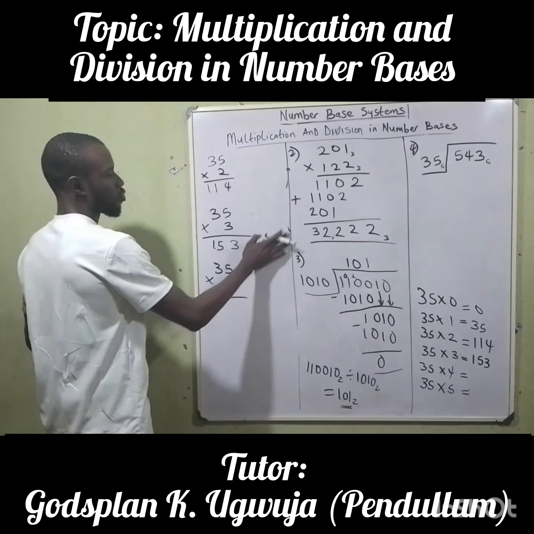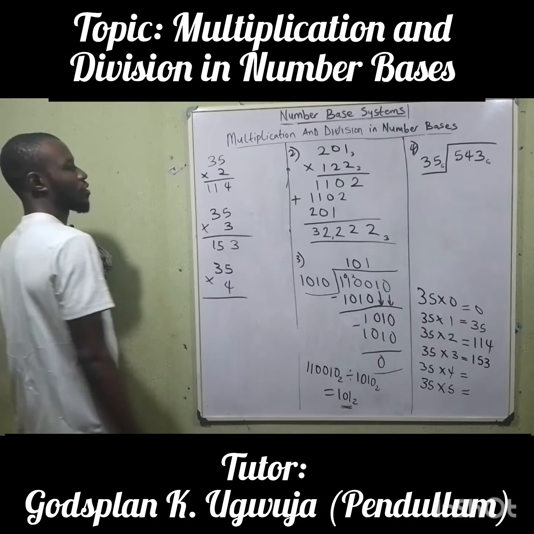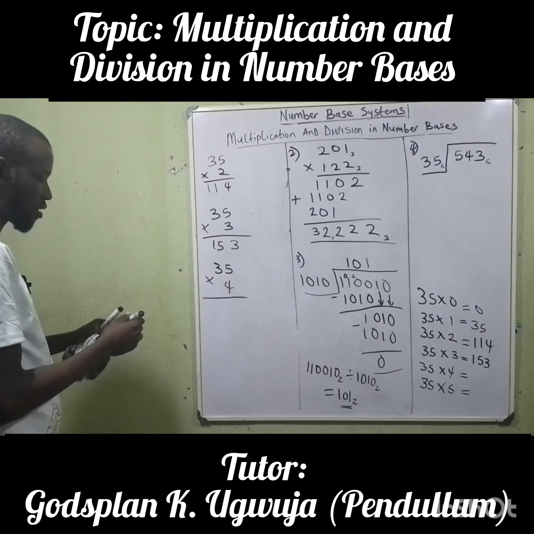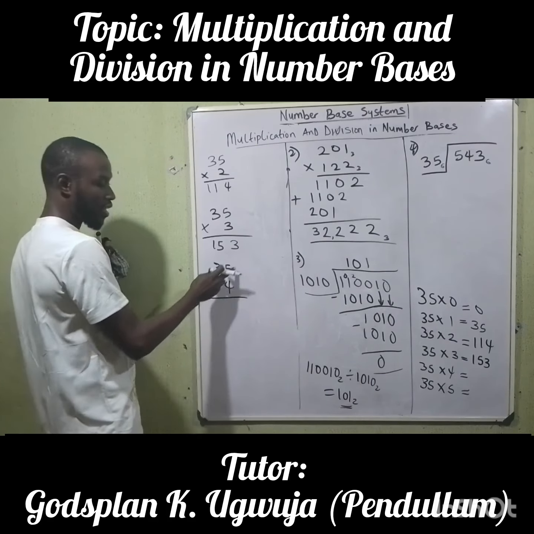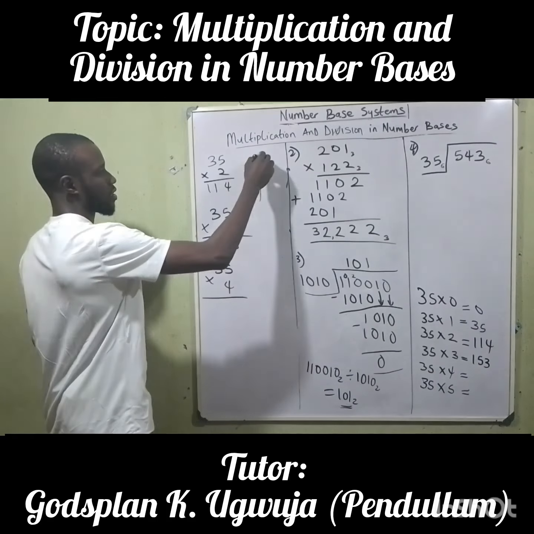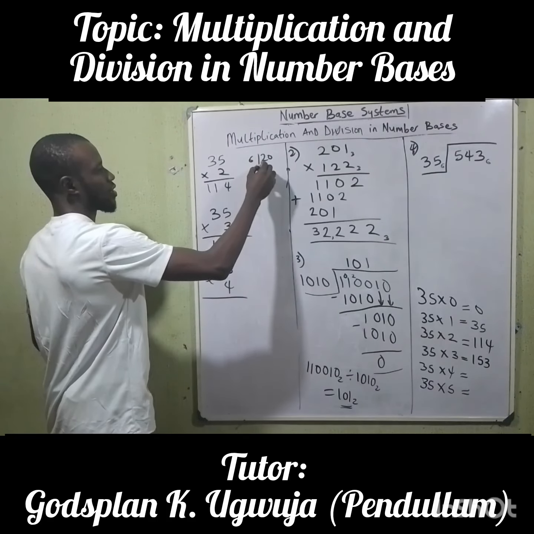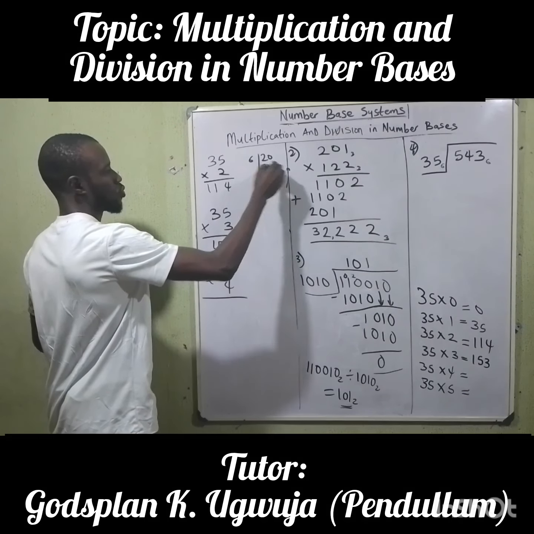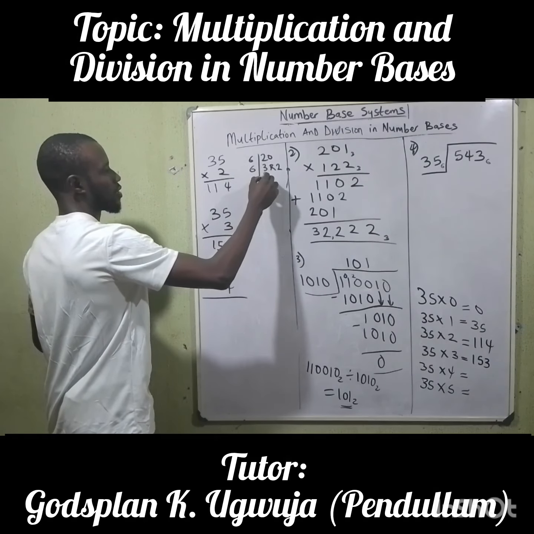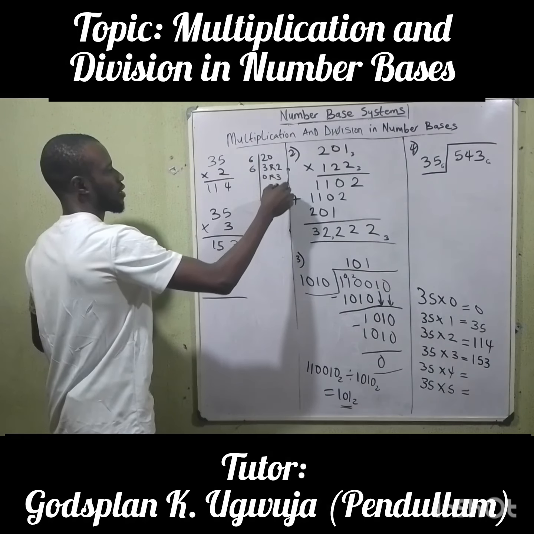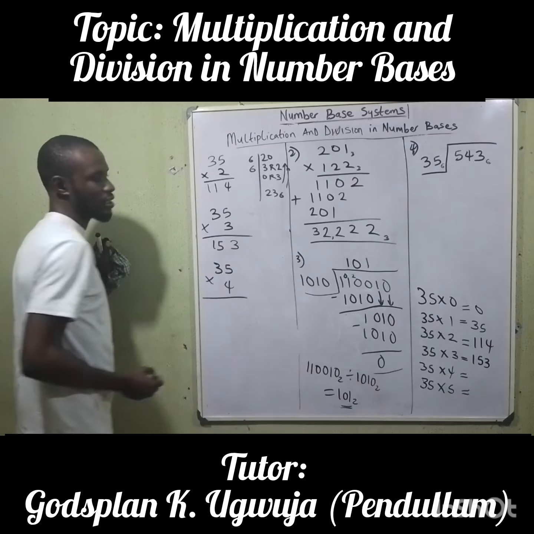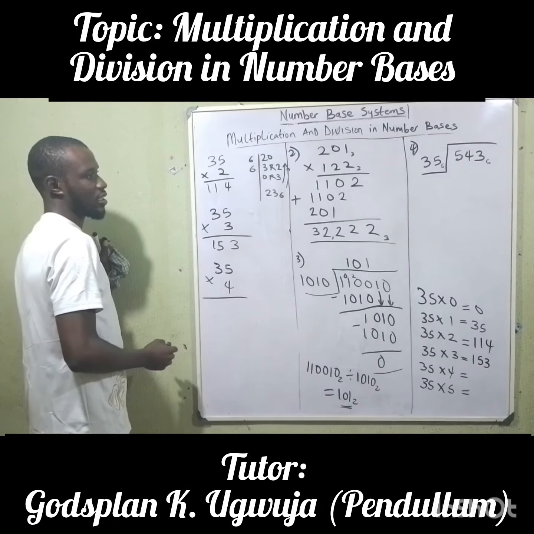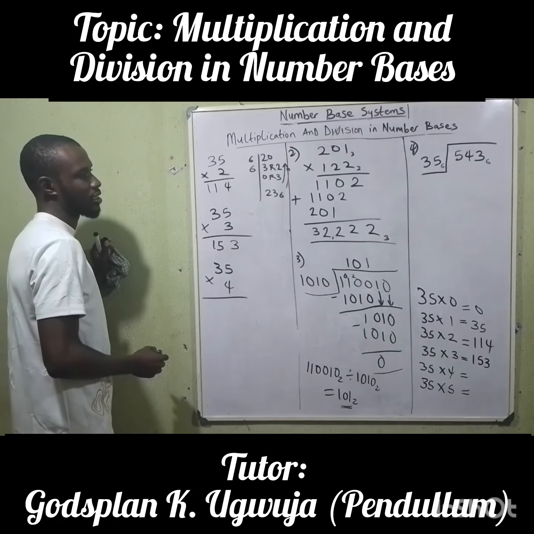Now 5 times 4 is 20. So we're going to need to convert 20 to base 6. 4 times 5 is 20. So let's convert 20 to base 6. This is 3 remainder 2 and 0 remainder 3. If I take it up, this is 23 in base 6. So 20 is 23 in base 6.